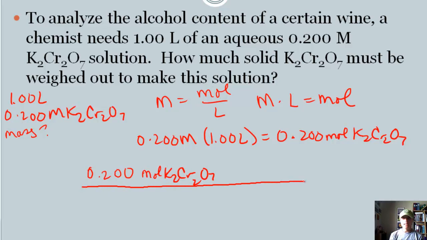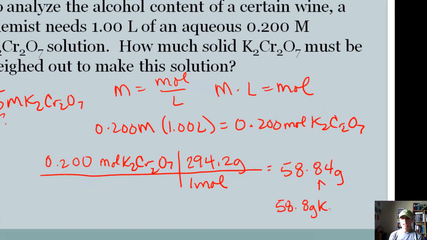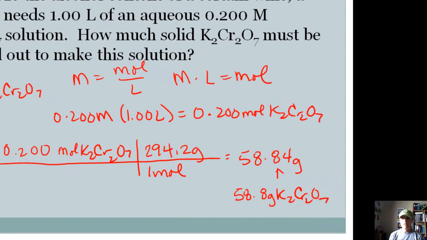Okay, and so that means I need the molar mass, and I've already figured that out. So in 1 mole, we've got 294.2 grams. And so if I multiply that out, that gives me 58.84 grams of K2Cr2O7. If I look at my significant figures, it looks like I have 3. And so I want my answer to be 58.8 grams of K2Cr2O7.